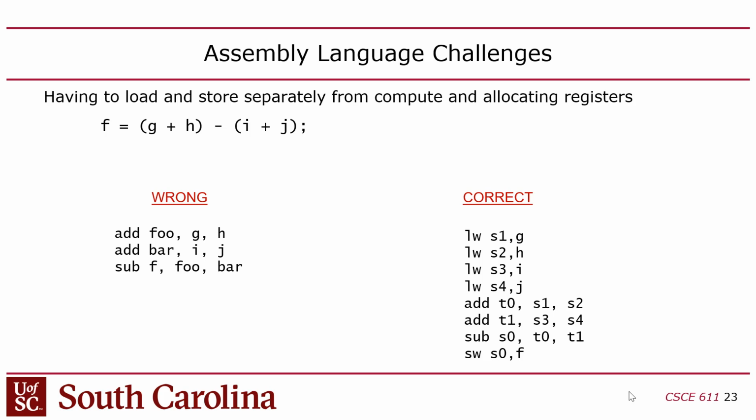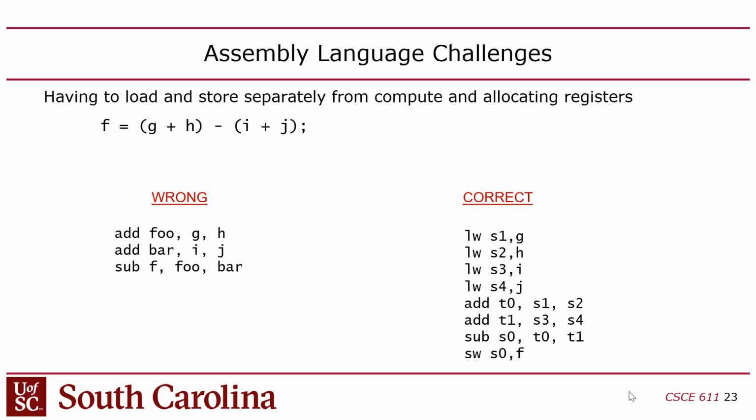The problem is that you can't do it directly, right? Because you have to first load those 4 variables into registers before you can actually number crunch on them. And then the result has to be stored back. So in this case, you have to load the 4 values, and then here's where you're associating variable names with registers.